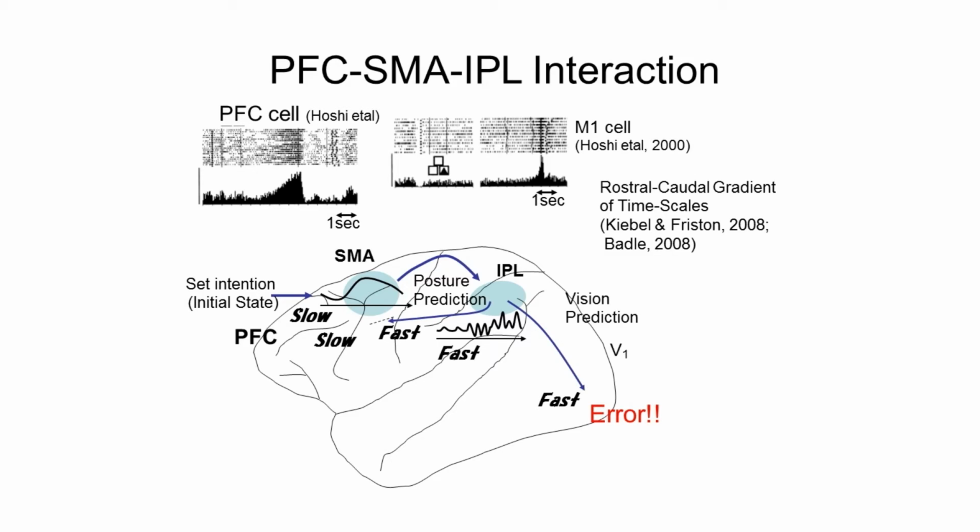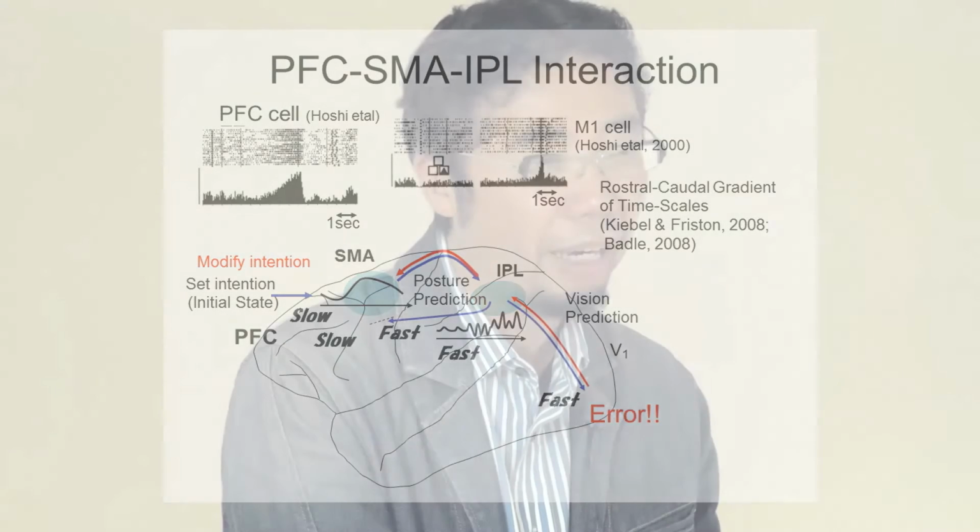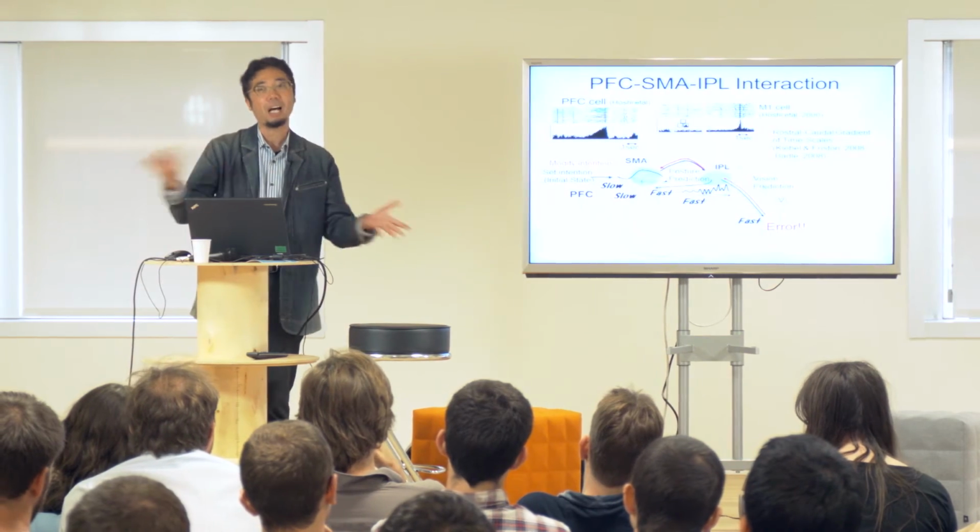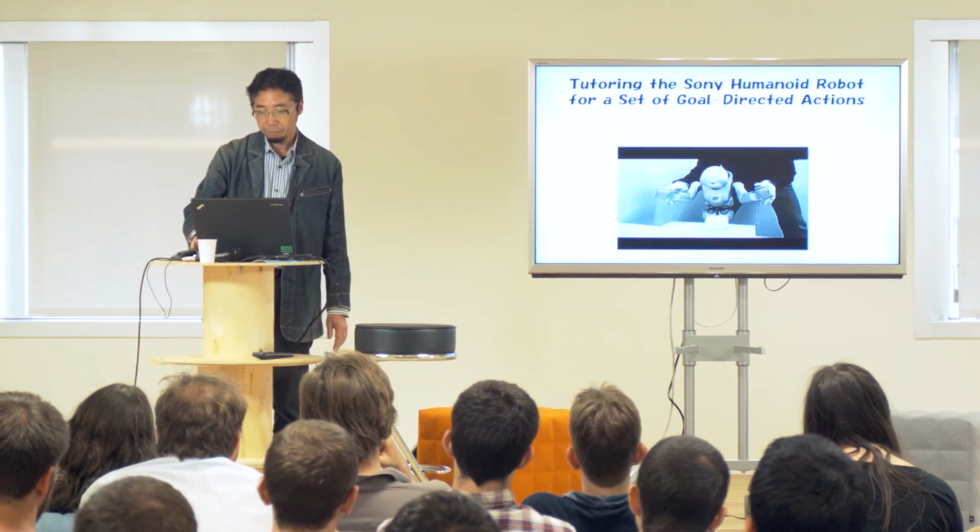If we get a prediction error, for example, visually we predict something but the reality changes, then you get an error. The error is propagated back to the IPL and SMA, and it modifies the initial intention state so as to minimize the error. So with an unexpected event, you change your mind and your intention changes. That is adaptation to real world things.